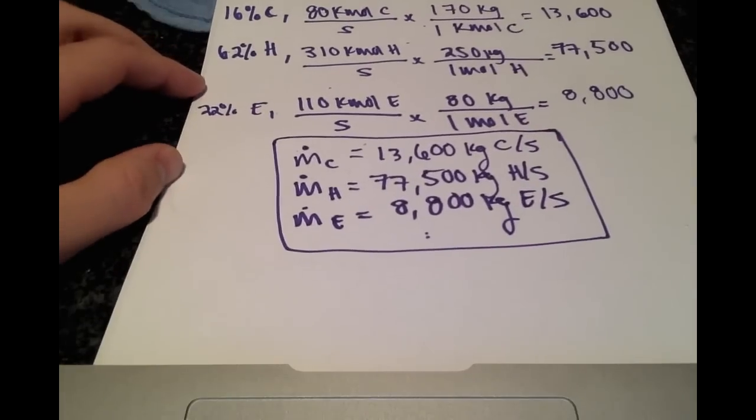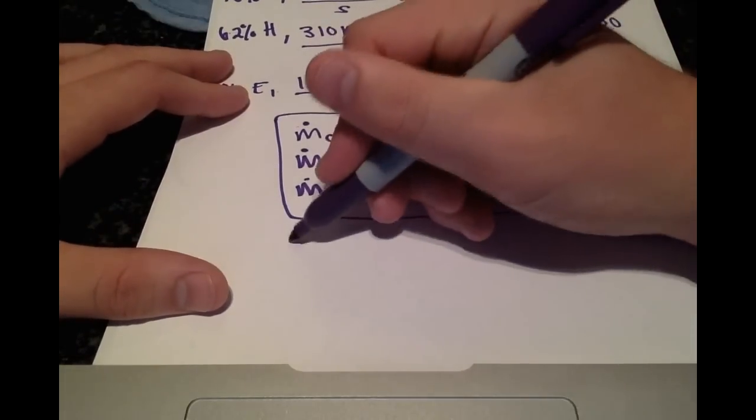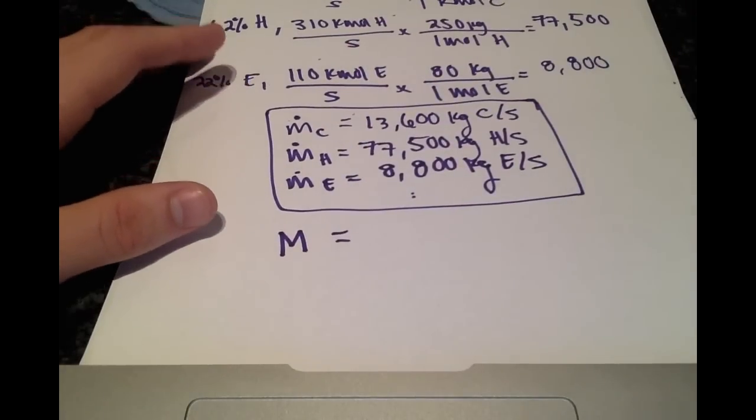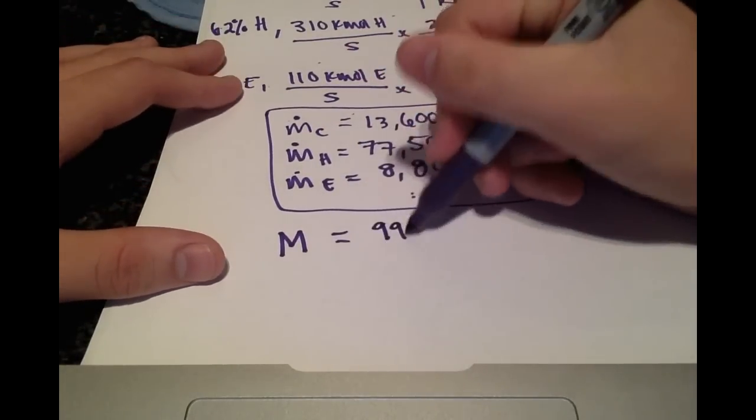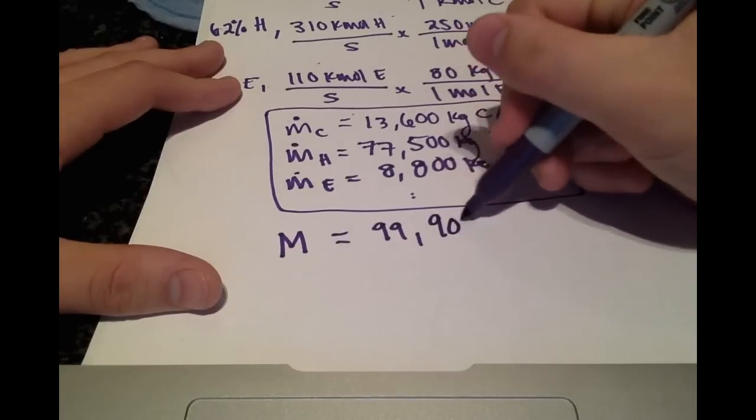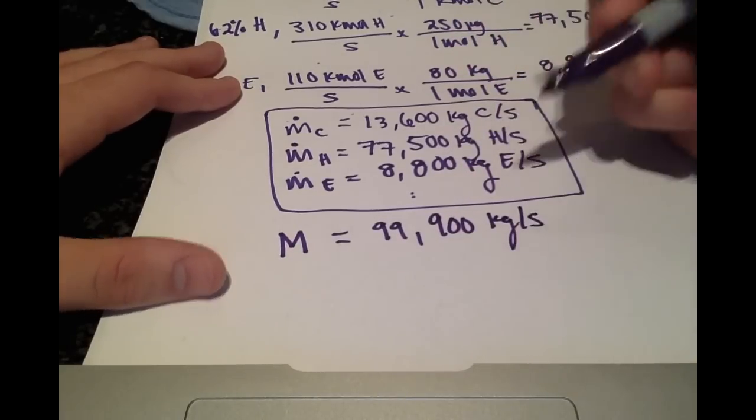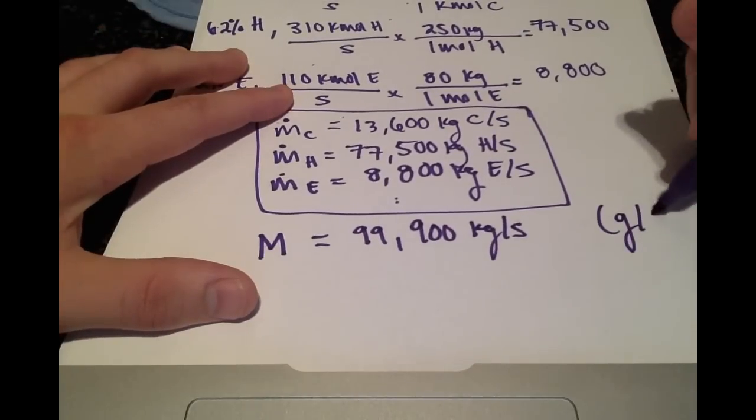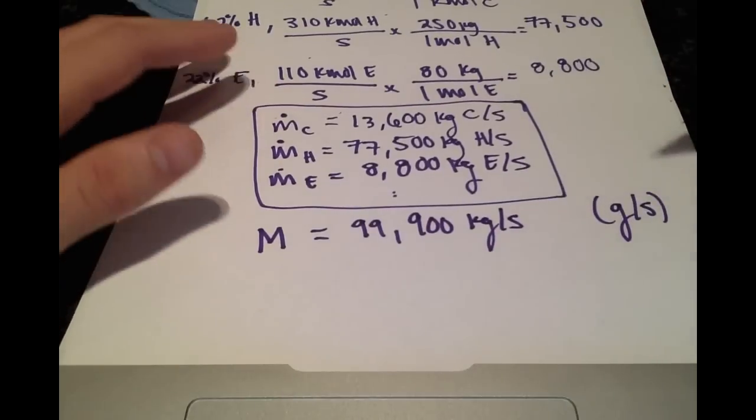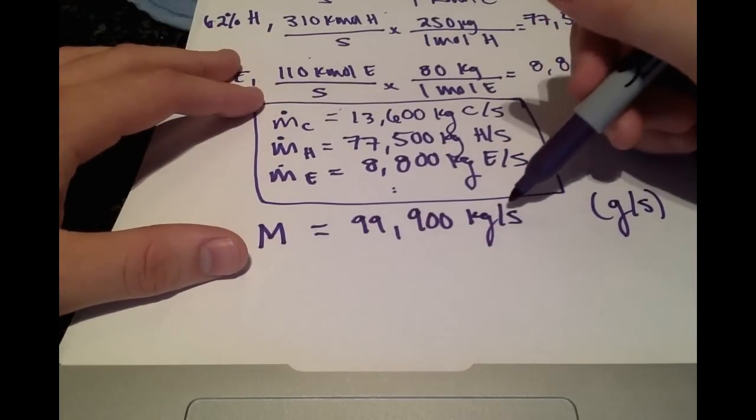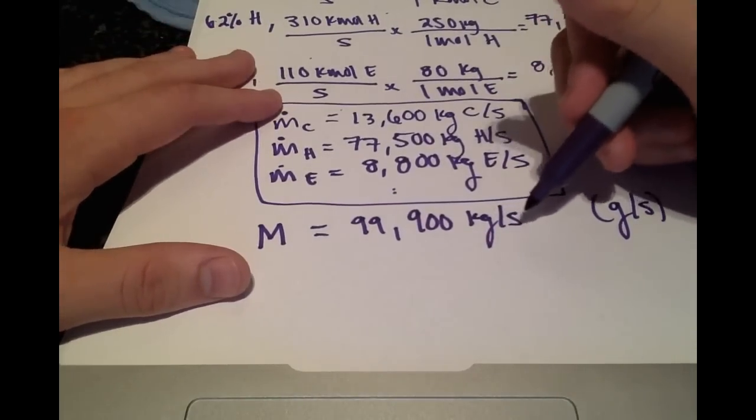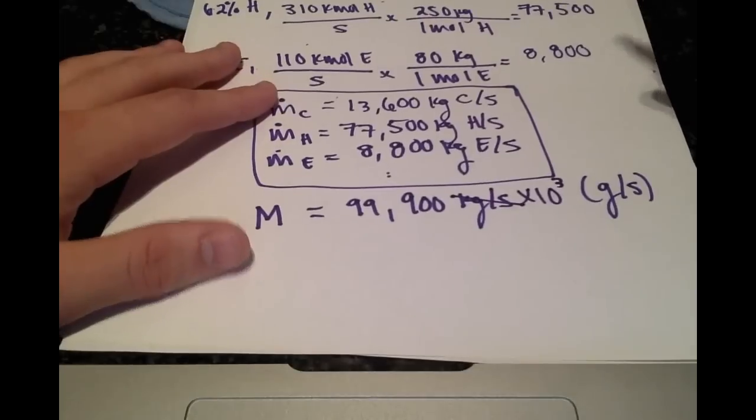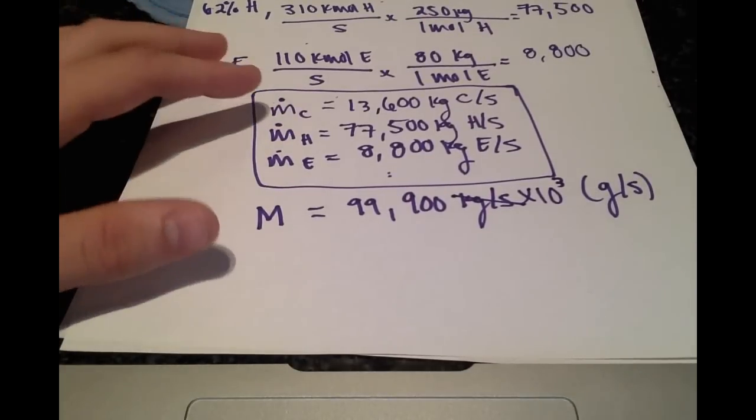And lastly, the total mass flow rate, capital M, is just going to be all of these added up together. And when we do that, we get 99,900 kilograms per second. But we want it in grams per second. So we need to make that conversion from kilograms per second to grams per second. We're going to need to multiply by 10 to the third power, and that'll give us the correct units.